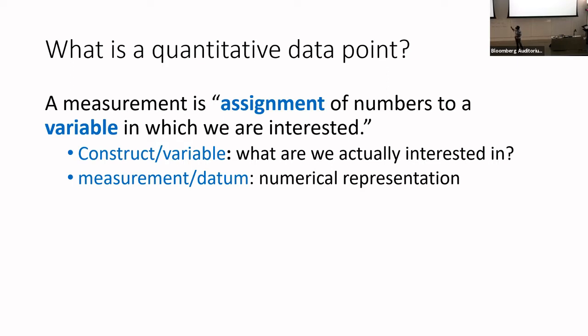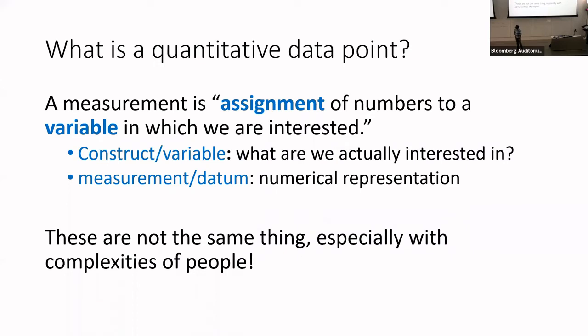Okay, so measurement is an assignment of numbers to a variable. And I really want to emphasize, because this is going to come up repeatedly, these are not the same thing, especially with the complexities of people. The differences matter, and they matter in ways that should lead you to make different decisions in your data collection or your data analysis. You can't just pretend they're the same thing and move on. You need to be doing different things because they're different.